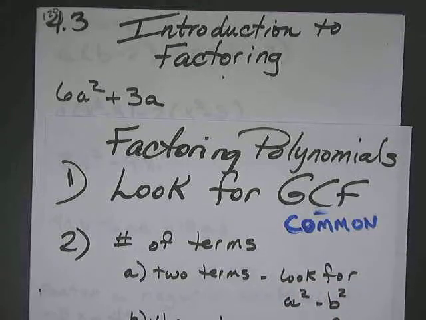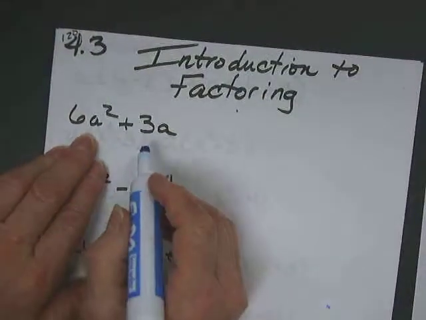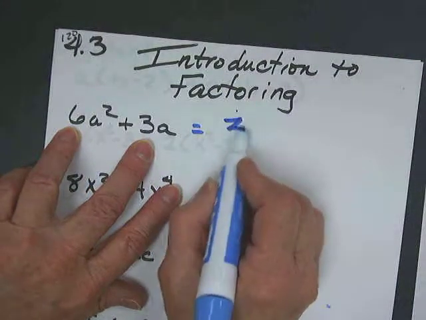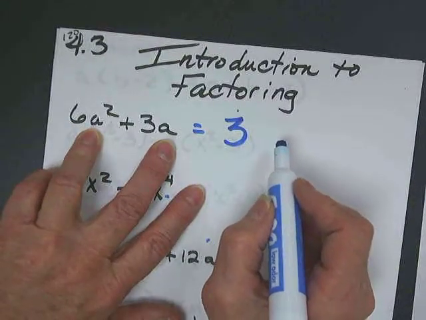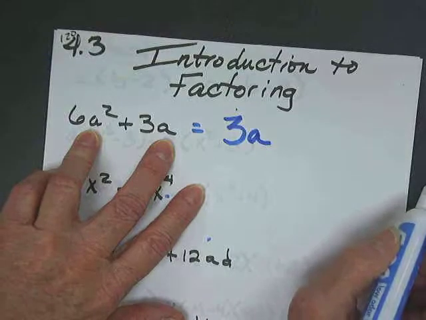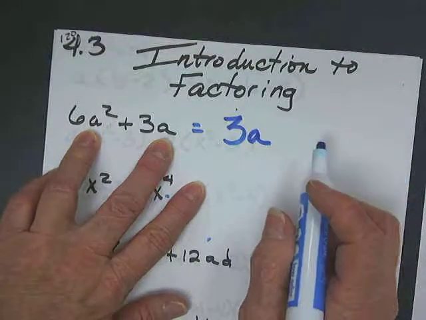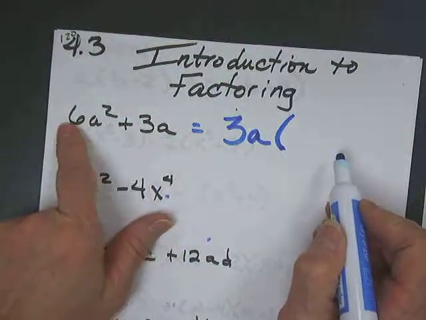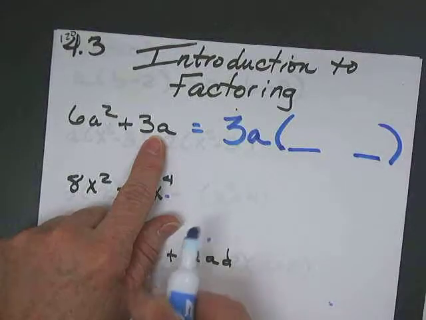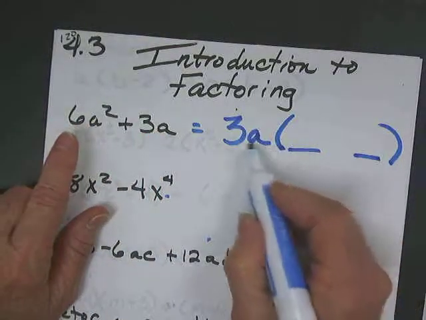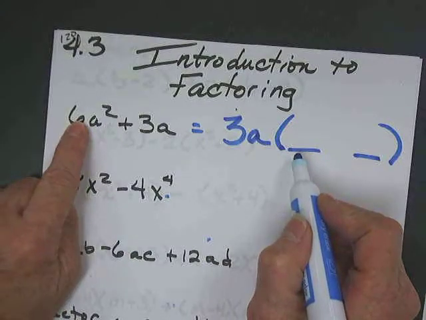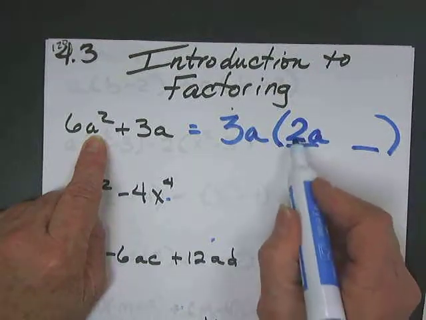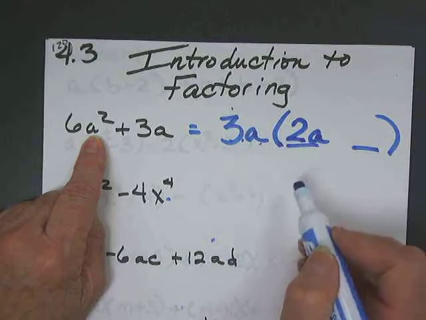Okay, the biggest number they have in common. What does a 6a squared and a 3a have in common? 6 and 3 have a factor of 3. What about the a's? They both have at least one a. What you do is you put what they have in common on the outside of the parentheses. On the inside, if you have two terms, you need two terms inside here. The first term will be what did you multiply this by to get a 6a squared? A 2 and an a. That gives you 6 and that gives you a squared.